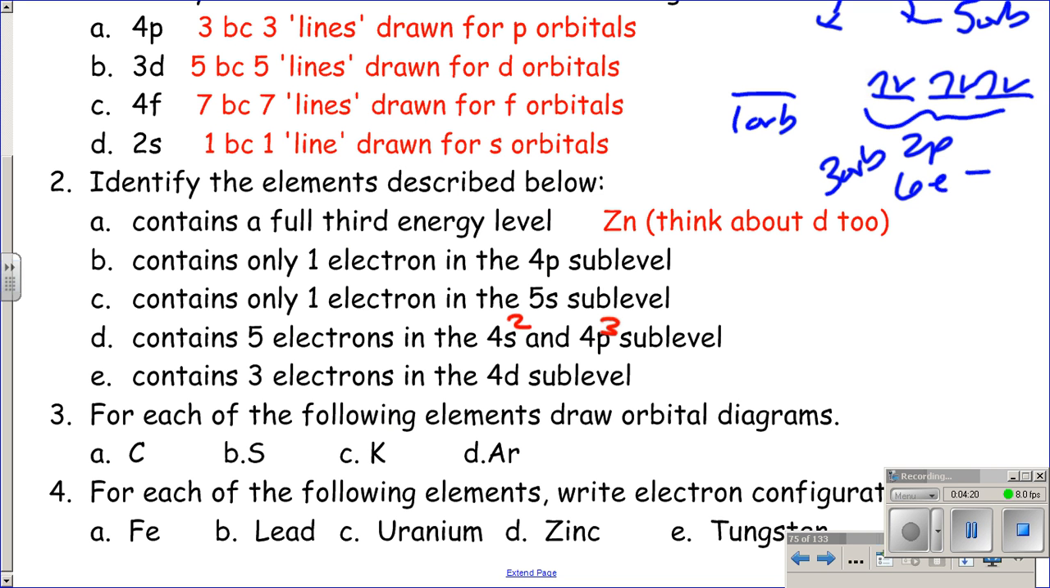Any more on this one? Identification ones. Logan? Yeah? Oh, yours is here. Okay. Yeah.